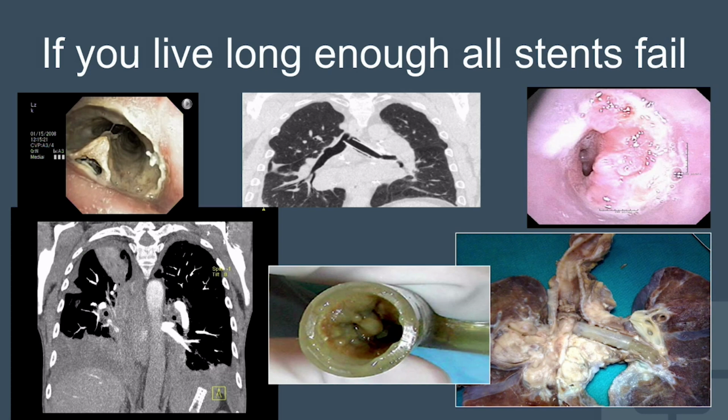And you can see some examples of a stent that's being broken here in the top left of the screen. You can see a stent that doesn't fit with granulation tissue. You can see a stent here that migrated into the airway, one that was plugged up. And of course, here's an autopsy specimen of someone who died from a mucus plug. And so clearly stents have their problems.